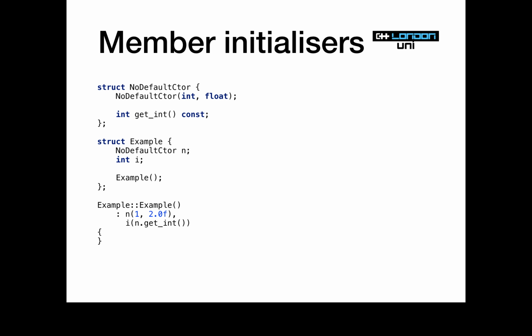So if we flip these over, this is why it's dangerous. If we had int i and then the no default constructor n, and somebody later in the initializer list wrote it this way, thinking it was going to work, that would be a problem. Because actually, i would be initialized first. It would try and call this getInt member function on an unconstructed thing, and crashing would probably result. So that's why it's really good that the compiler warns you that they're out of order.